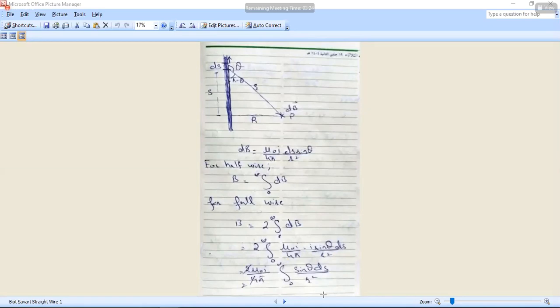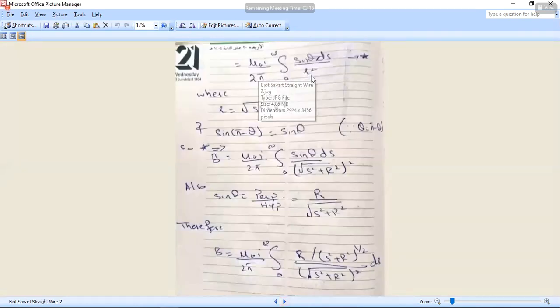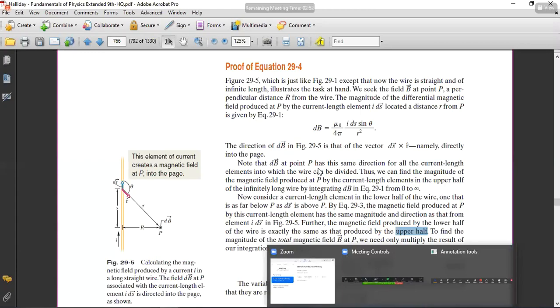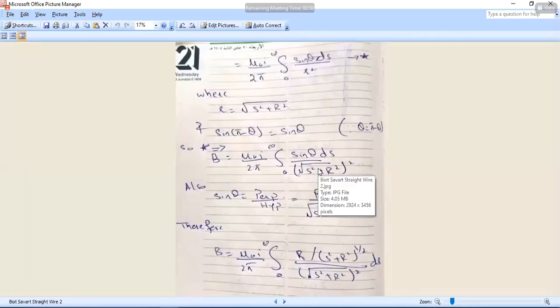Okay, now let's move further. Now we have mu naught I over 2 pi. Now r is equal to under root s square plus r square. How did we get this one? The problem is how we took this. If you take the hypotenuse, what is the hypotenuse? We applied the Pythagoras theorem just now, so it is under root s square plus r square. So this is what we have here, s square plus r square. Clear?